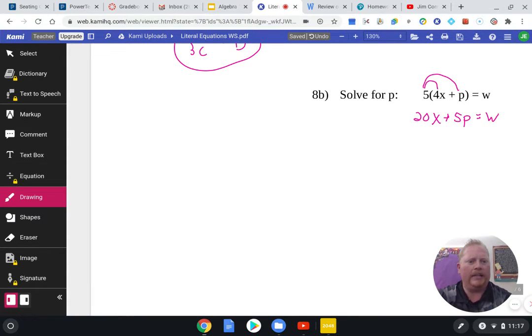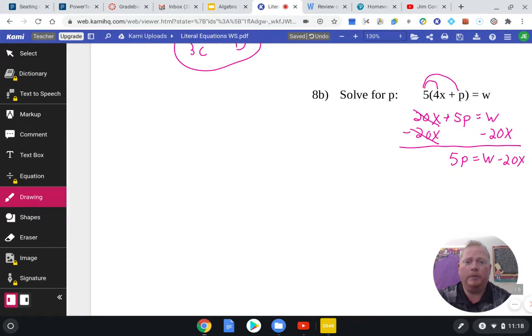Now if I want to get p all by itself, I've got to get rid of this 5. I also have to get rid of the 20x. So SADMAP tells me I need to get rid of that 20x first, so I'm not going to divide by 20. I'm going to subtract the whole thing. Subtract 20 and x together. So this positive 20x cancels out that minus 20x. And I get 5p equals, ooh, that's a mess, w minus 20x. I can't do anything with that. It stays w minus 20x.